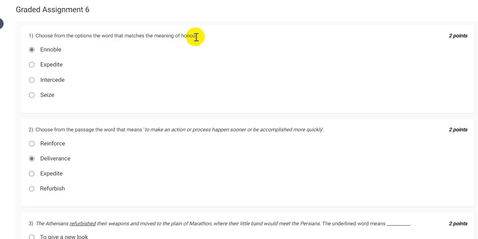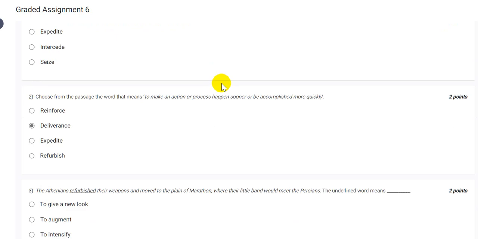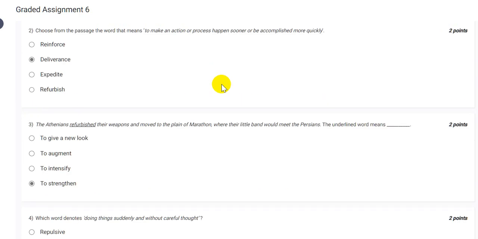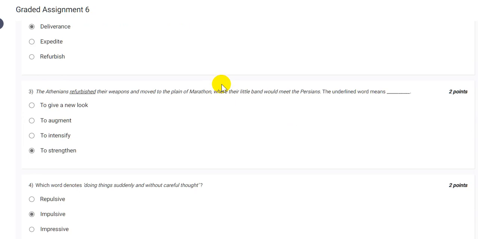Similarly, as far as my experience, the honor is ennoble. I will tell you the meaning later, okay? We are just seeing, does it have any relation with the passage? Do we really need to go through the passage? Anyways, let us come to the third question. The Athenians refurbished their weapons and moved to the plain of Marathon, where their little band would meet the Persians. The underlined word means simply, what is the meaning of the word refurbished?